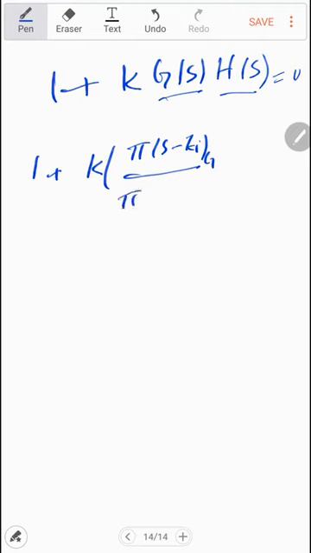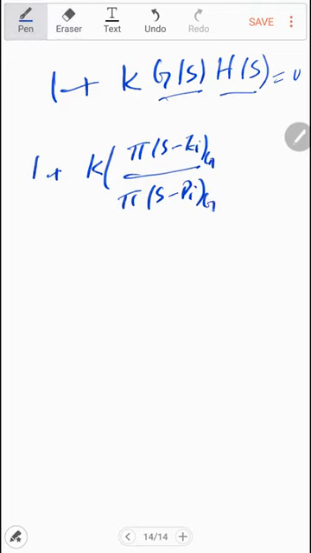So let's say that we know that g of s is the forward transfer function, and h of s is the feedback transfer function, and we can also write this in terms of the roots. If you write this in terms of roots, we will get 1 plus k, multiplied by the product of s minus zi of g, the forward transfer function, divided by the product of s minus pi, and this is also g.